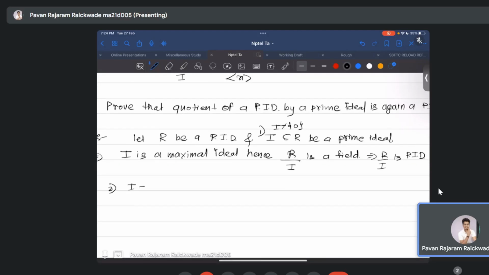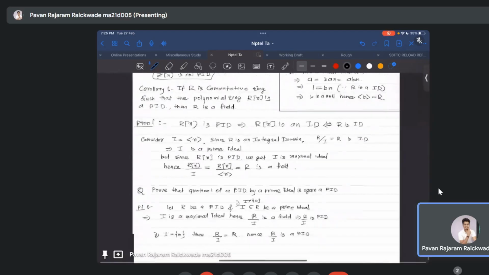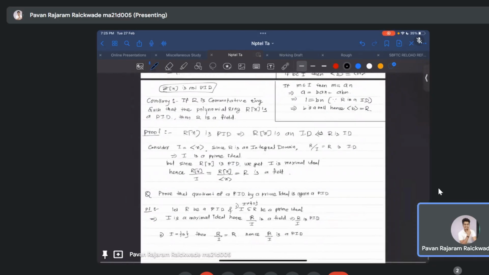Second case, if I is 0, then basically R quotient I is the same as R, right? Hence, R quotient I is a PID, right? So in either case, the quotient of a PID by a prime ideal is again a PID. So the statement follows.